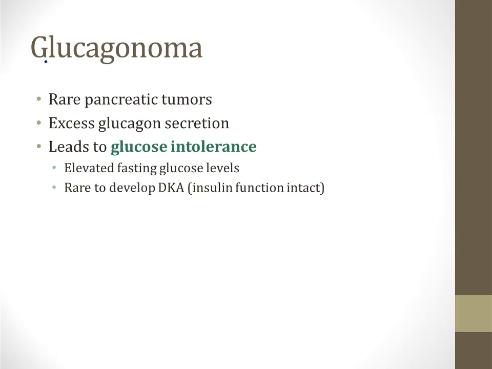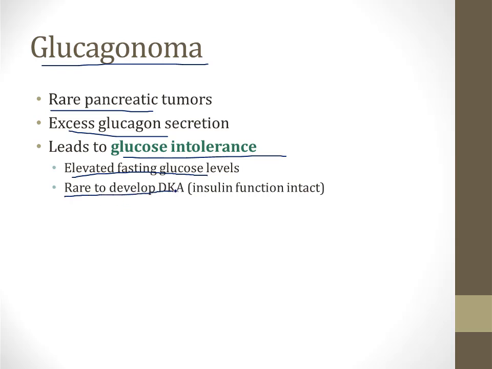The second hormone-secreting tumor of the pancreas we will talk about is a glucagonoma. This is also a rare pancreatic tumor that results in excess glucagon secretion. And this presents essentially looking like diabetes. The patient will have glucose intolerance. They will have elevated fasting glucose levels because glucagon levels are always high. One thing to know about this is that it's rare to develop diabetic ketoacidosis, and that's because insulin function is intact in the pancreas. So usually the patients don't get quite as sick as patients with DKA, who are usually type 1 diabetics and have no insulin function remaining in their pancreas.